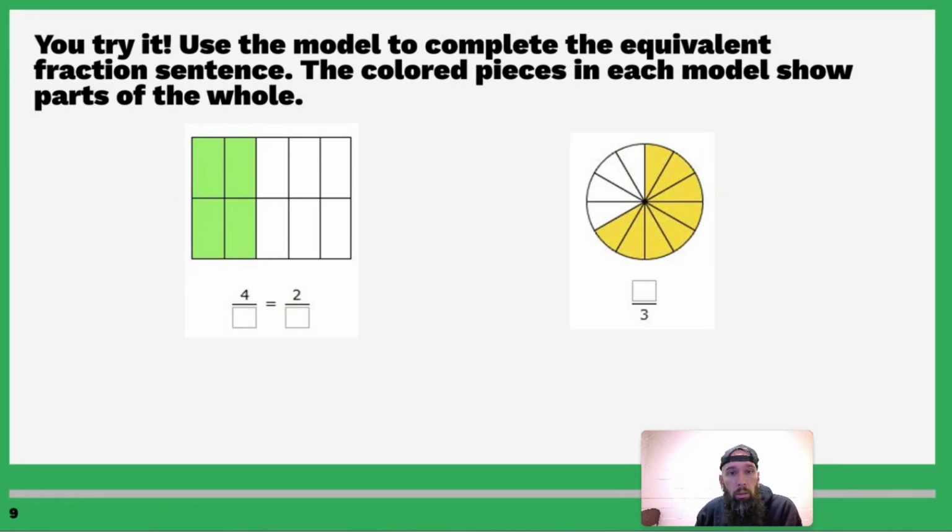So you try it. Do what we did. Try to make your own picture and come up with your own numbers based off of what we did. Pause the screen, come back, we'll check your work. All right, use this model to complete the equivalent fraction sentence.